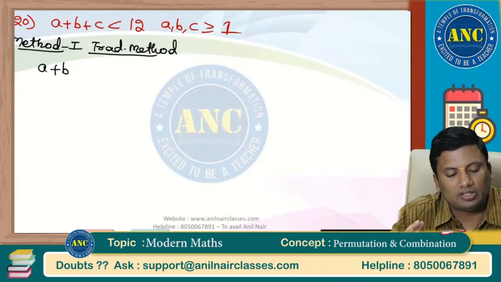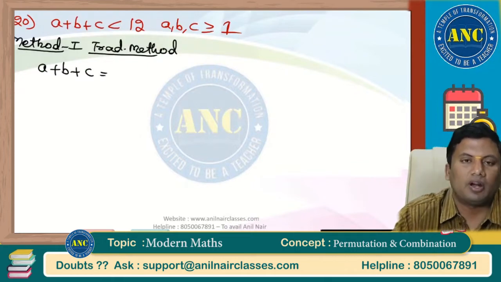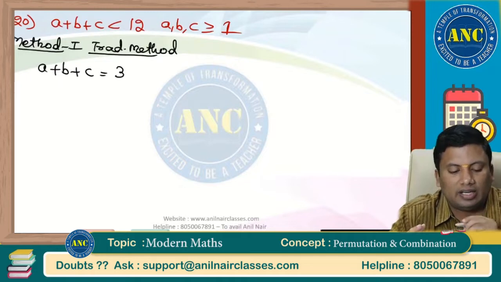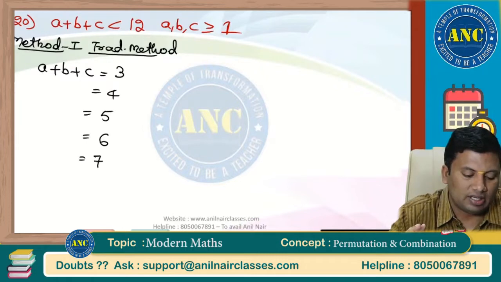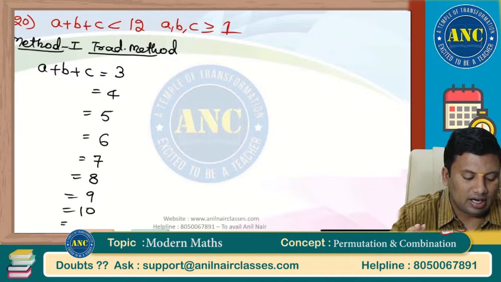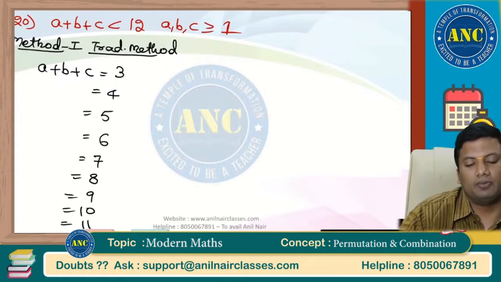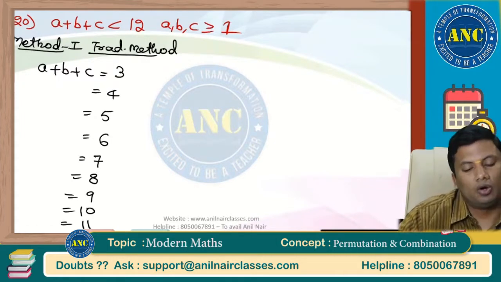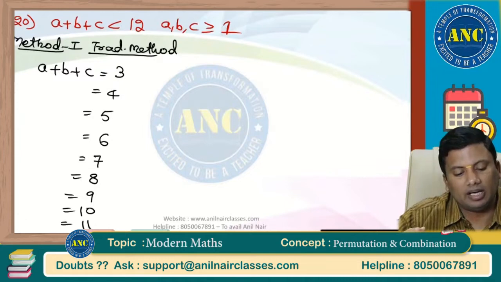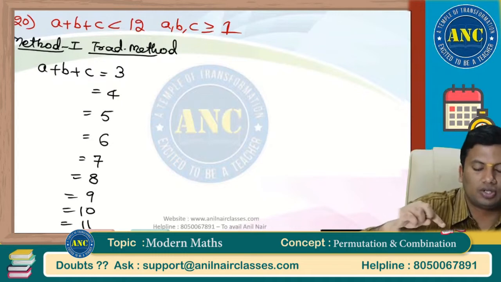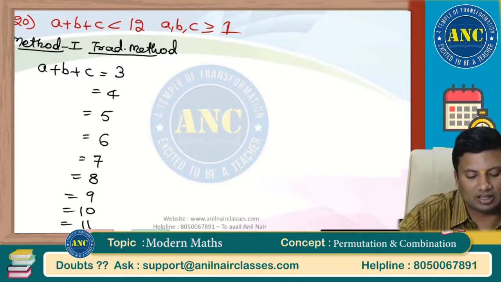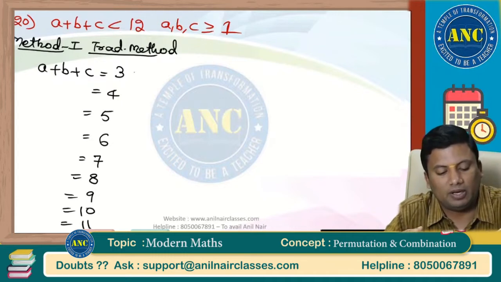A plus B plus C. What is the lowest value A, B, C can take? 1. 1 plus 1 plus 1 is nothing but 3. So this can go up to 4, 5, 6, 7, 8, 9, 10 and 11. A plus B plus C is less than 12. The lowest value the sum can take is 1 plus 1 plus 1, which is 3. So it can go up to a natural number less than 12, which is 11.